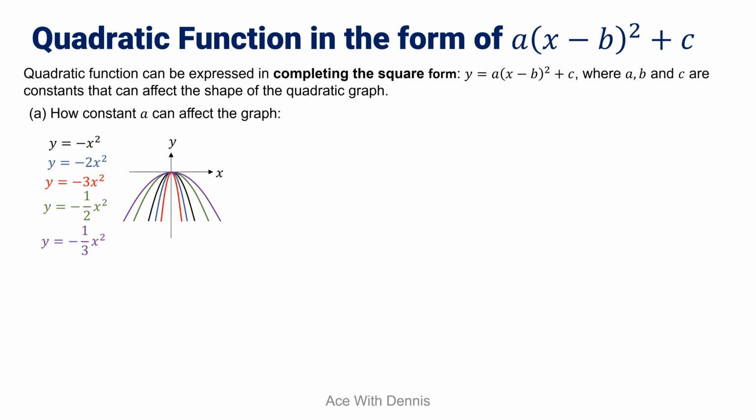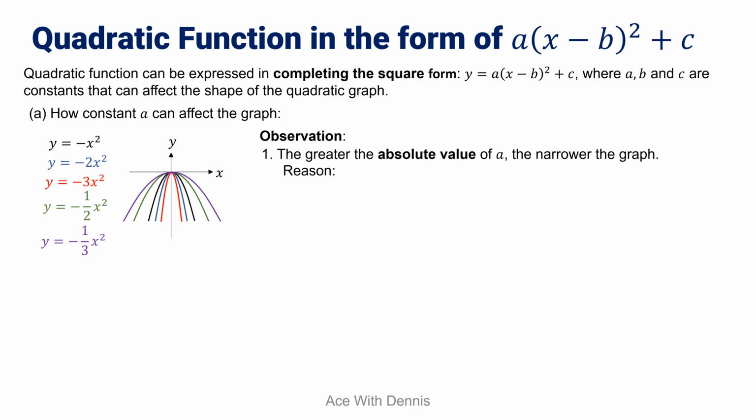So from a few examples, here are a few observations that we can see. Number one, the greater the absolute value of a, the narrower the graph. Take note of the phrase absolute value, which means we ignore the negative sign. So what's the reason? It is very similar to the previous example, because y changes faster when the absolute value of a is greater.